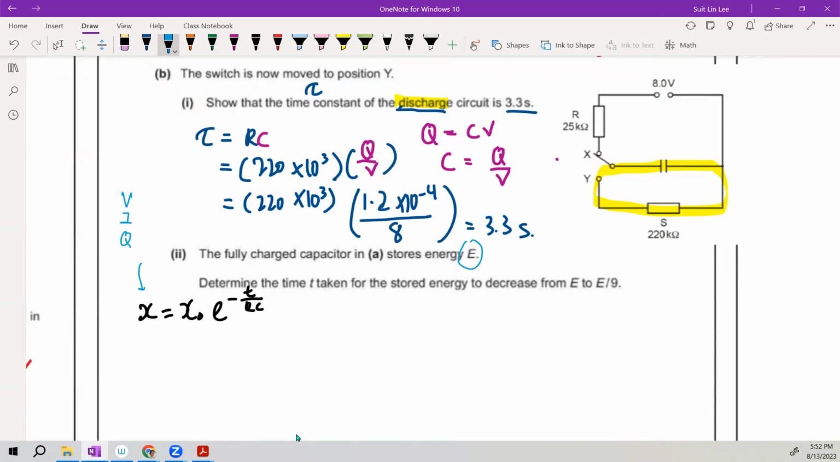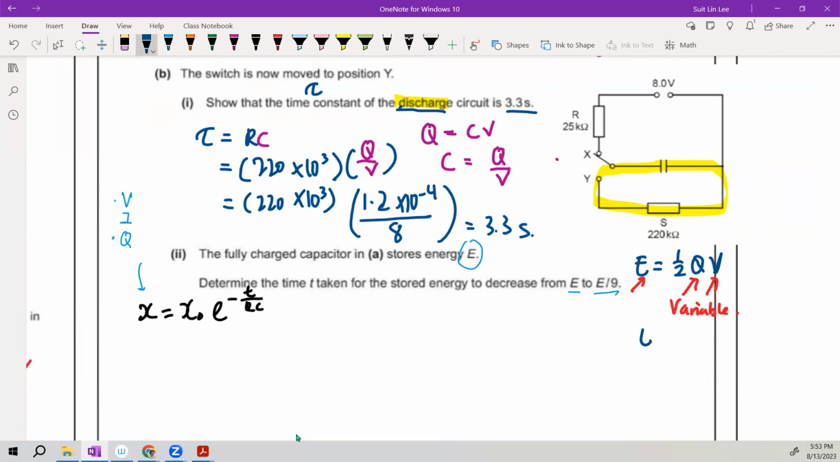Okay, so right now, this means I either need to find V or I need to find Q when the energy decreases from E to E over 9. So I'm going to write down the equation for energy, starting with what I have. E is equal to half QV. I do not recommend using this equation because they are both variable. When Q changes, V will change. I prefer an equation with at least one constant. Cannot have all three variable. So I'm not going to use this.